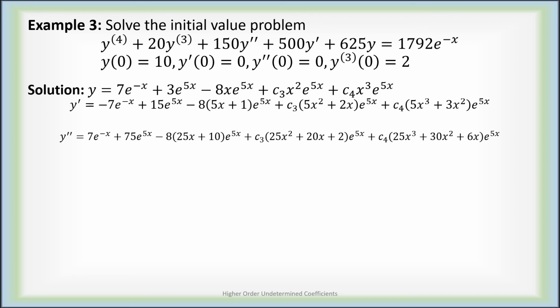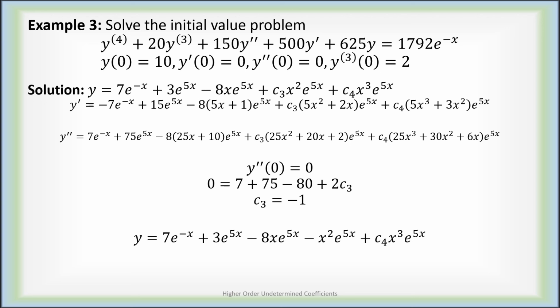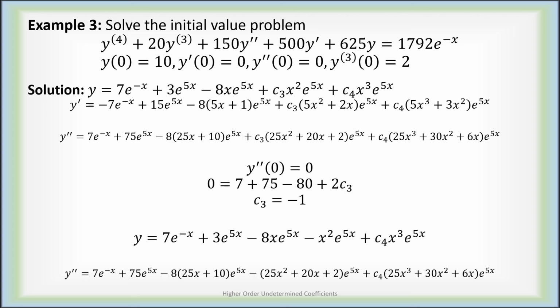Now we can use our initial value that y double prime of 0 is 0. So on the left we'll get 0, and on the right we're plugging in x equals 0. So anywhere you see an x remaining here, it's going to vanish, but e to the 0 is 1. Altogether, what do you get? 7 plus 75 minus 80 plus 2 times c3. Therefore, c3 must equal minus 1. So we take that value of C3, put it into y, and also put it into y double prime. We don't really need to put it into y prime. It's kind of irrelevant at this point. At the end of the day, we do want our function y, so we're going ahead and doing that.